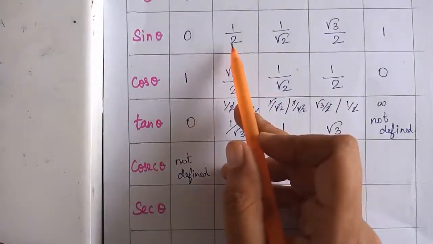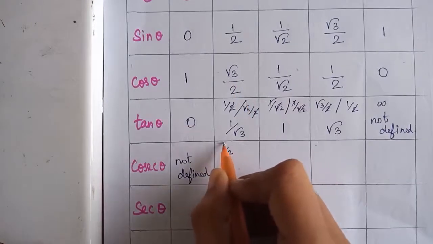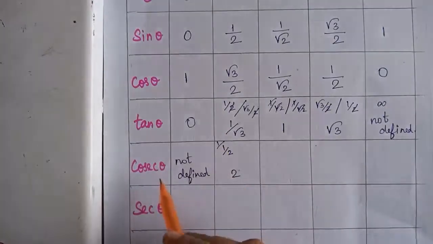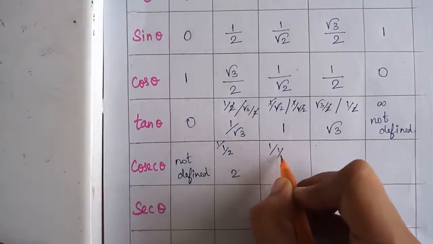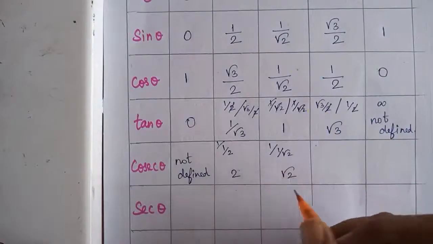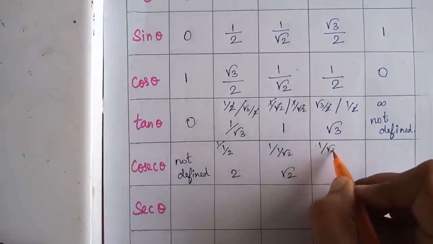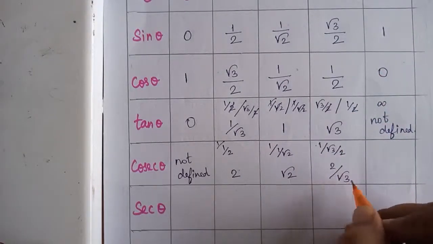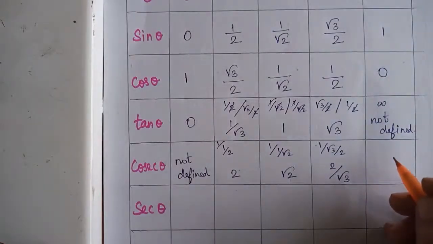Then 1 by 1 divided by 2, that is 1 by 1 by 2, you get the value 2. Then cosecant theta is equal to 1 by sin theta. So 1 by 1 by root 2 is root 2. Then 1 by root 3 by 2, 1 divided by root 3 by 2, you get the value 2 by root 3. So 1 by 1, you get 1.